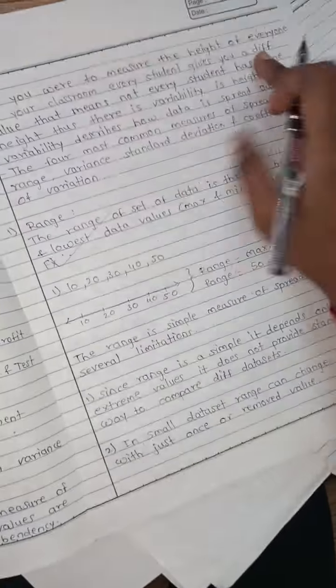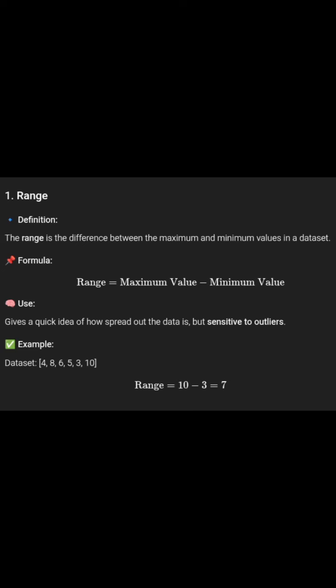Let's see. First is range. We will see the definition of range. The range is the difference between the maximum and the minimum values in the data set. Coming to the formula, range is equal to maximum value minus minimum value.